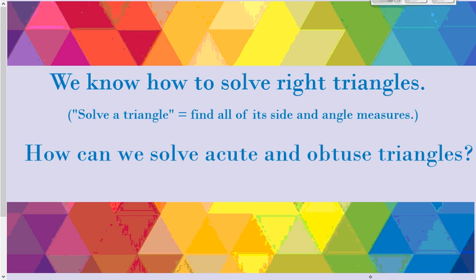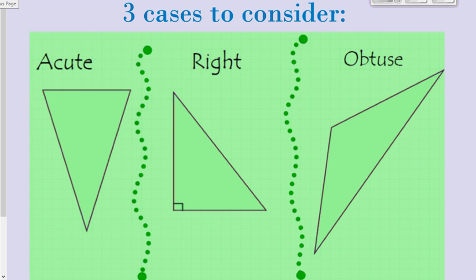And it would be nice if we had a way to solve all triangles. Whether the triangle is right, acute, or obtuse, I would like to be able to find its missing sides and missing angles. So in order to write a proof that would work for every type of triangle, I need to break this proof down into three categories: acute, right, and obtuse triangles. So I'm about to work through the proof for each case.